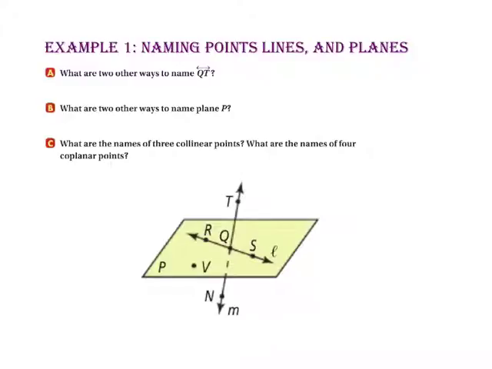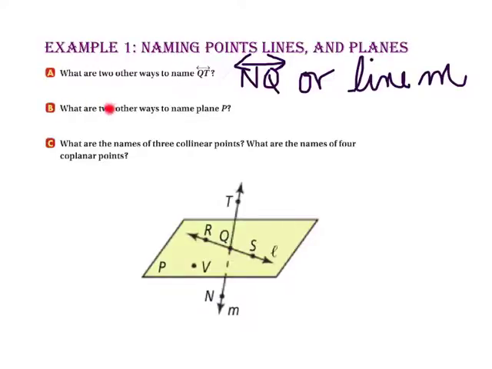In example 1, we're going to name points, lines, and planes. For part A, what are 2 other ways to name line QT? Well, remember, we can use any 2 points on the line. They use point Q and point T. So let's use, how about point N and point Q for line NQ? Don't forget to use the symbol for line, so I know you're talking about a line, not a segment or a ray. The second way we can name line QT is with a lowercase letter. Look at little m next to line QT, this can be called line m.